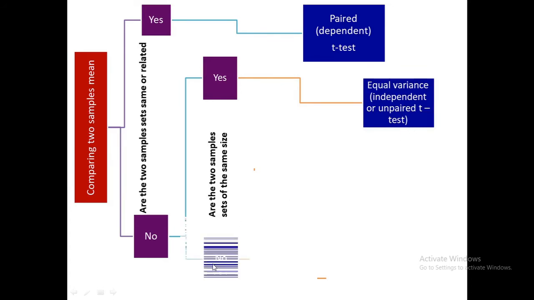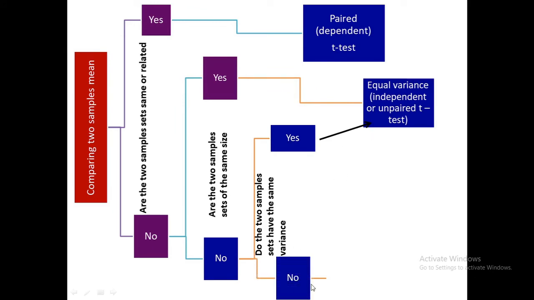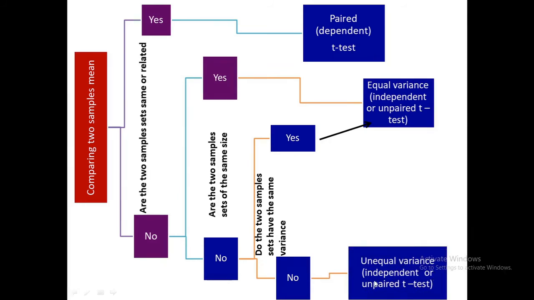If the answer is no, we must ask one more question. Do the two sample sets have the same variance? If the answer is yes, we can again go for an equal variance independent or unpaired t-test. Or if our answer is no, we can go for an unequal variance independent or unpaired t-test.